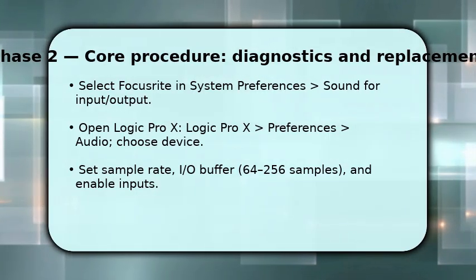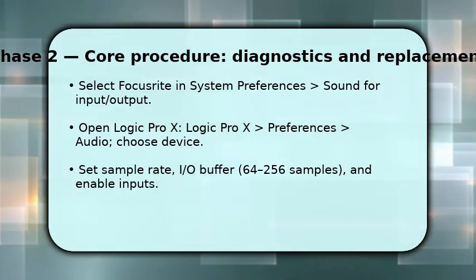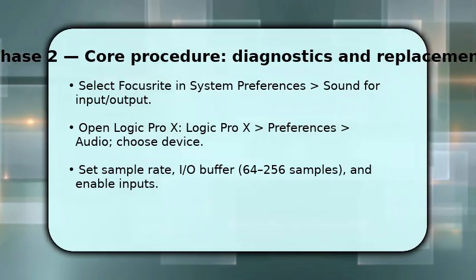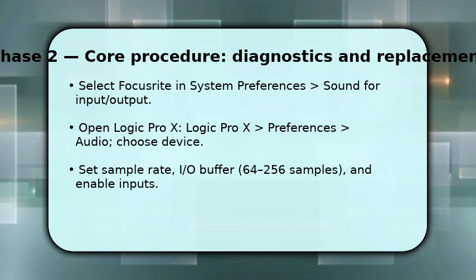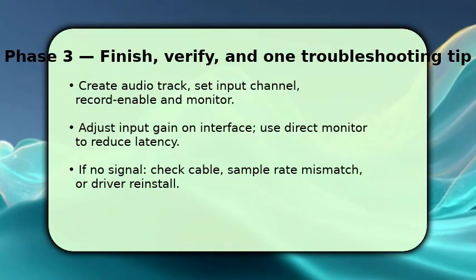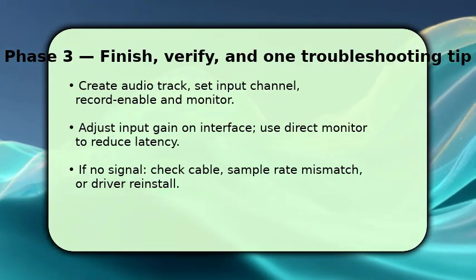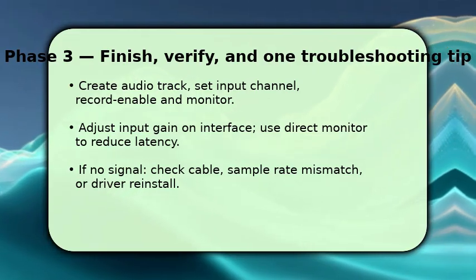Set the sample rate to match the project and pick an I/O buffer like 128 for a balance of latency and stability. Finally, enable the specific inputs you need in Logic's audio preferences, so now you're ready to record and monitor. Create an audio track in Logic, set its input to the correct Focusrite channel, record enable the track, and enable input monitoring so you hear what you play.